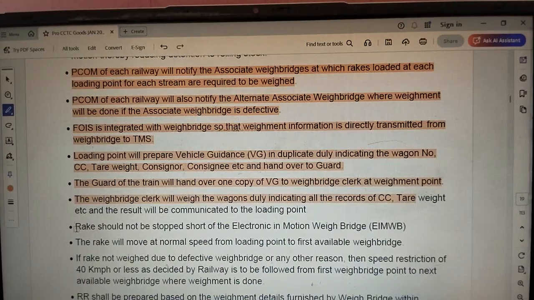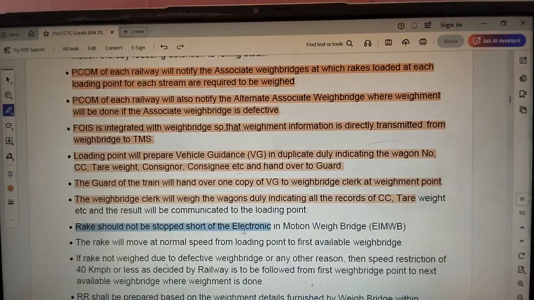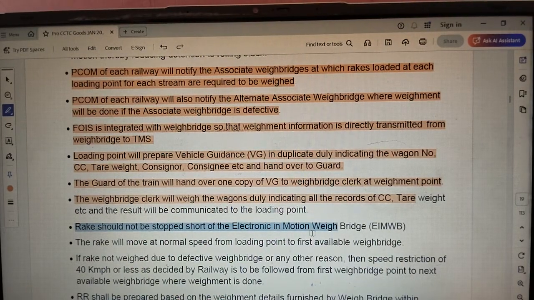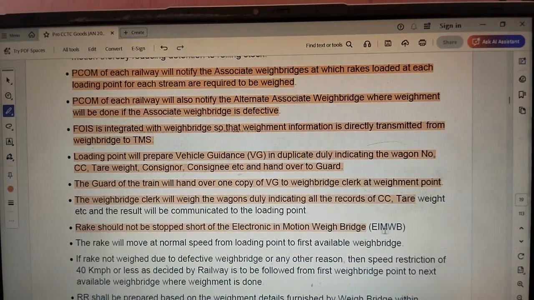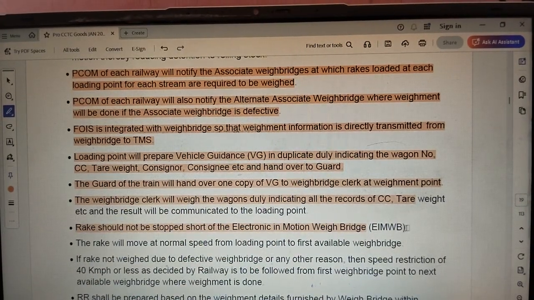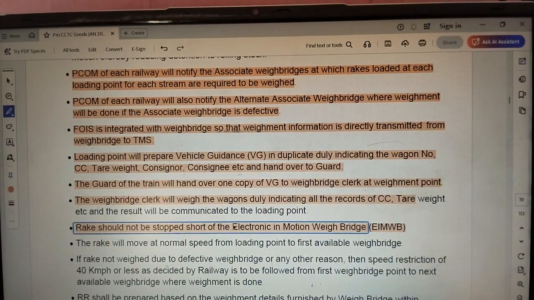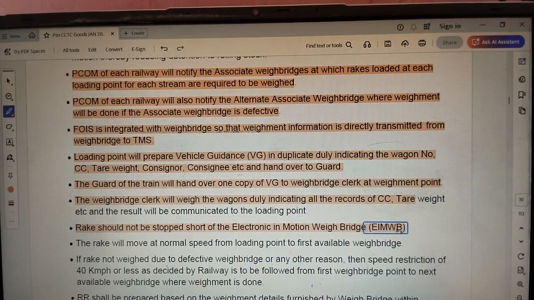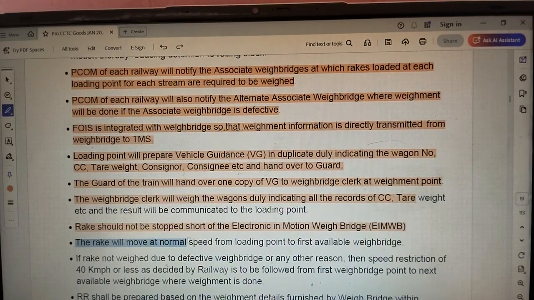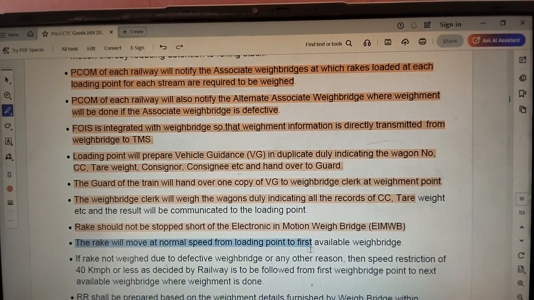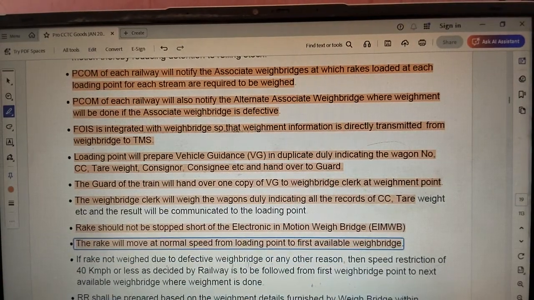So the rake should not be stopped short of the electronic in-motion weighbridge, EIMWB. EIMWB, this is a very important thing. In the examination they ask about this abbreviation. Electronic in-motion weighbridge. The rake will be moved at normal speed from the loading point to the first available weighbridge.